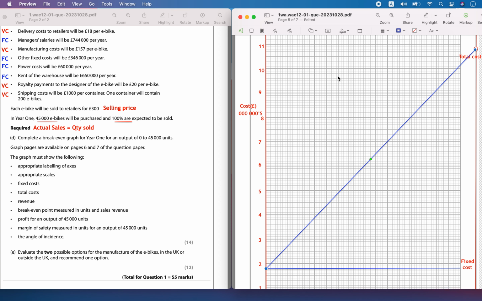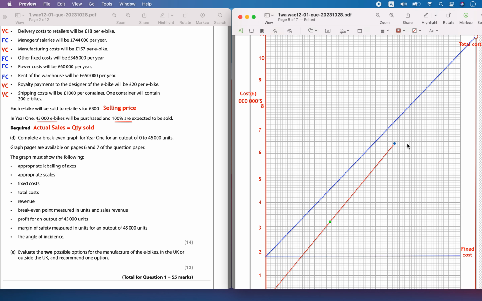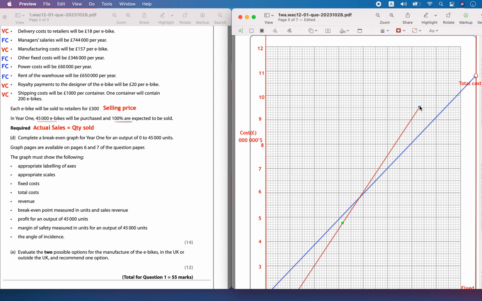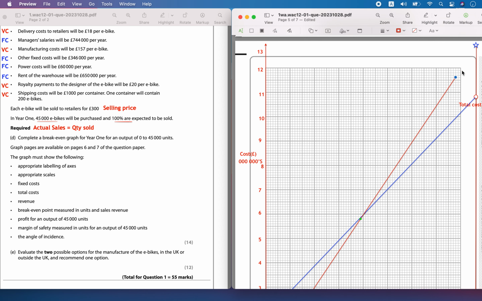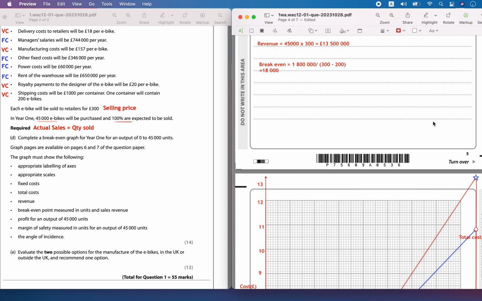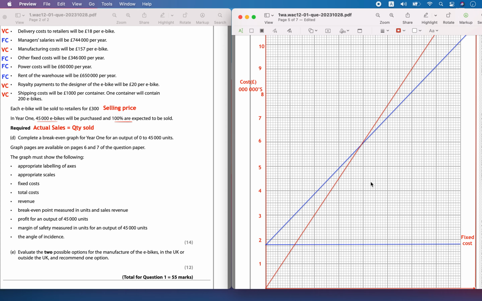Then the next step is to draw the revenue line. At 0 quantity sold the revenue is 0, but at the highest, when 45,000 is sold, you earn a revenue of 13.5. So you will join these two points, 0 and the 13.5 million revenue that is earned.